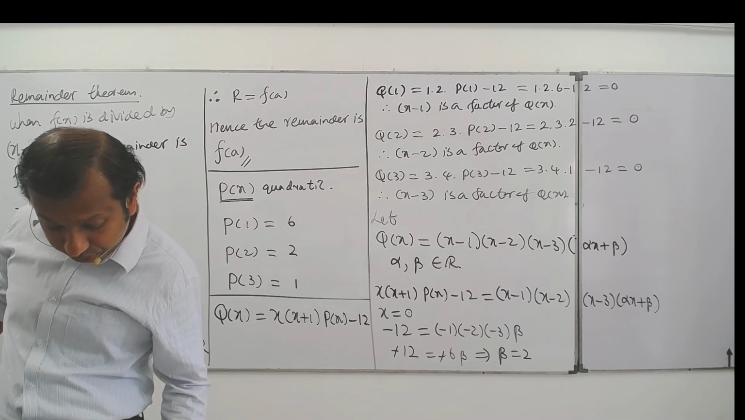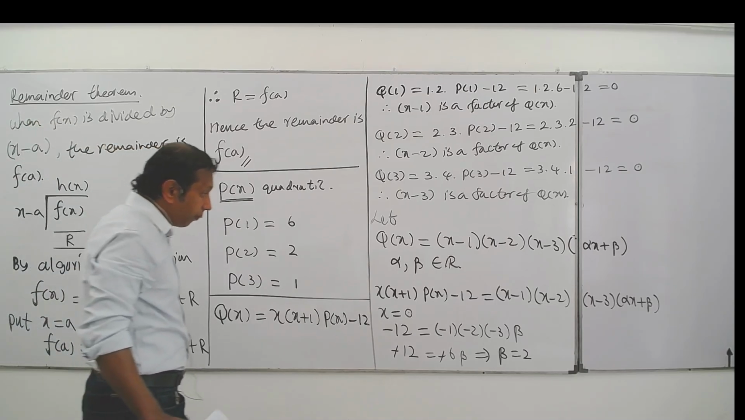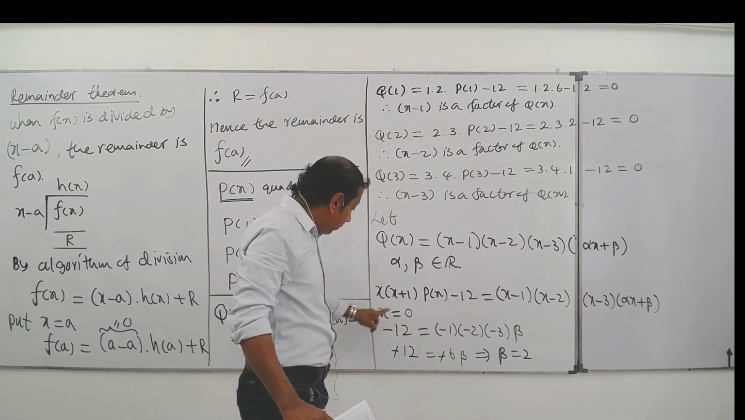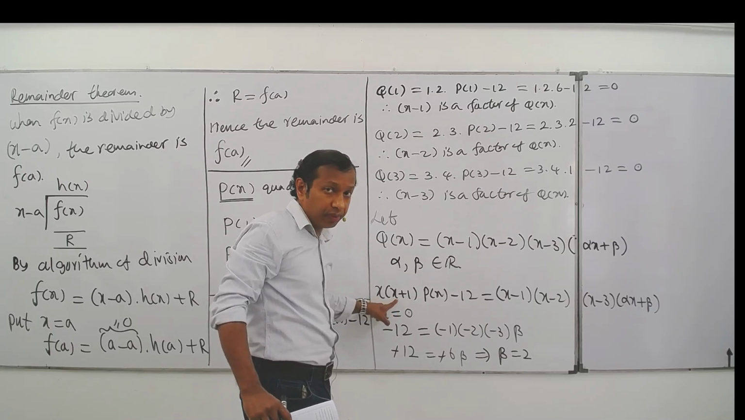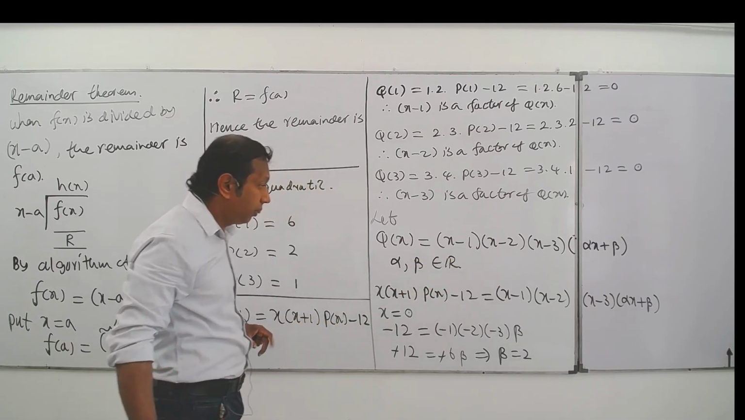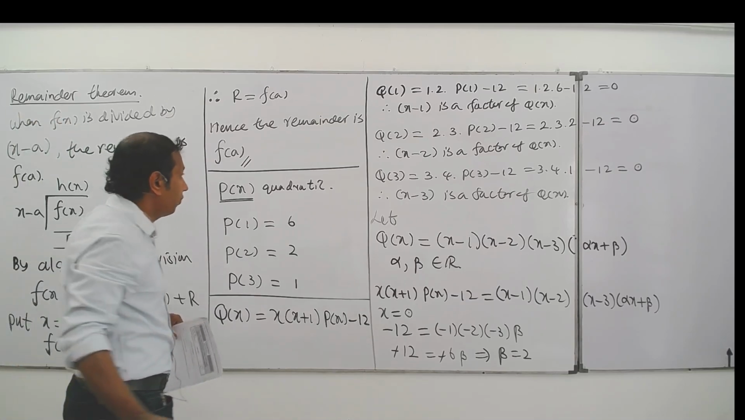Now we need to find this alpha. To find this alpha, we'll substitute x equals minus 1. Why? Because at x equals minus 1, again this bracket becomes 0. Thereby we can evaluate alpha. Put x equals minus 1.